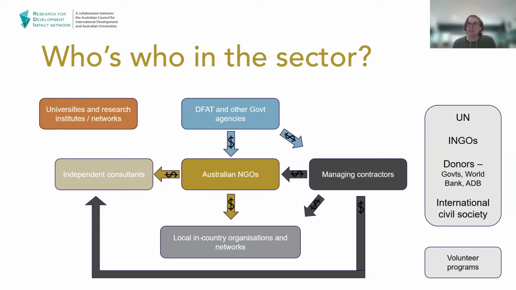Universities and research networks, such as the RDI network, also have a really important role. They often collaborate with other partners across the sector to produce applied research. They are also involved in monitoring and evaluation and just generally sharing knowledge about best practice and research that's out there that's relevant. So other important groups internationally are, of course, the UN agencies, other international NGOs, donors such as the World Bank, the Asia Development Bank, and the myriad of other organisations and groups that make up civil society internationally. And down in the corner, we've got volunteer programs.